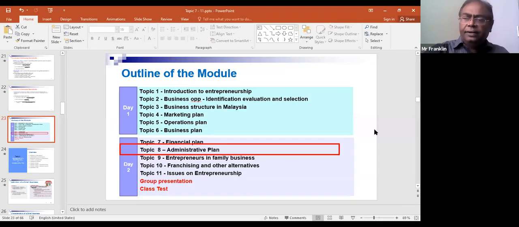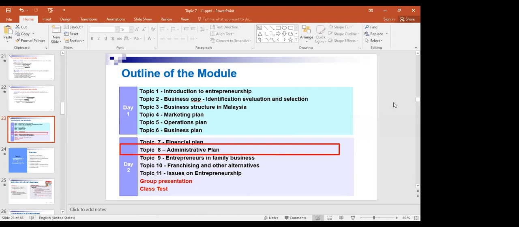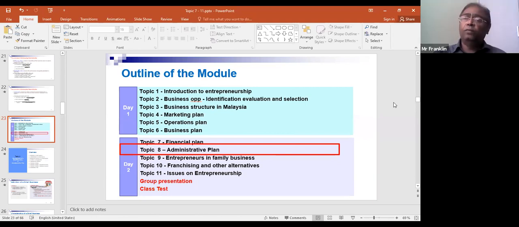Okay, so let's start again. In the last chapter, we looked at the financial plan. The financial plan, like I mentioned, is one of the most important plans that you have to understand. In the business plan that you're doing, the financial plan is crucial, because from the financial plan, we will really know whether your business is viable or not. So it's very important. Now, remember in the financial plan, in the business plan.